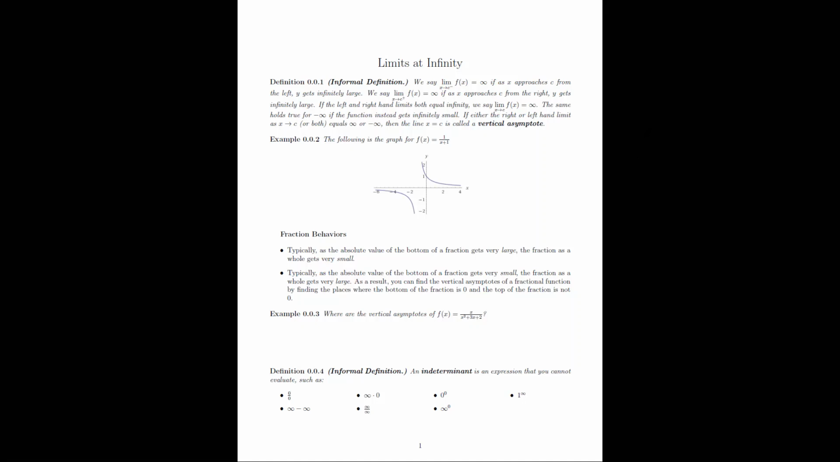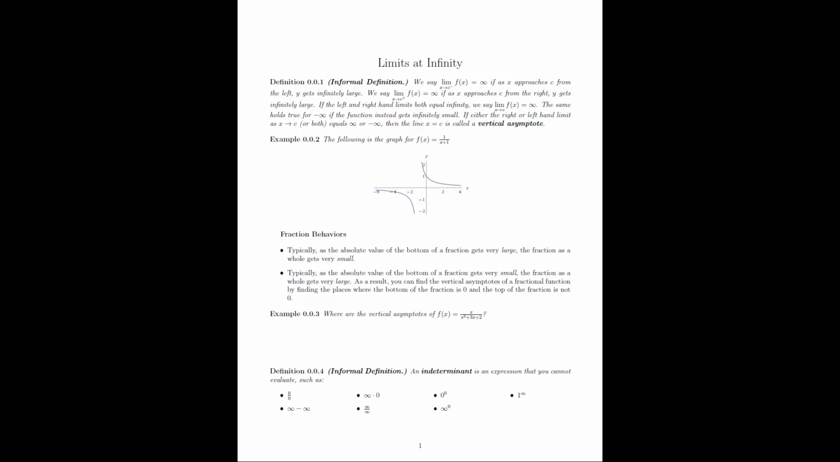Today we're going to be talking about limits at infinity. If as x approaches a number, let's say c, from the left and y gets infinitely large, we'll say that the left-hand limit of f of x equals infinity. This is a bit of abusive notation because if the function does get infinitely large, technically the limit doesn't exist. But it is still useful to know what the behavior is. So we'll say the limit equals infinity if the function gets infinitely large as x approaches a value.